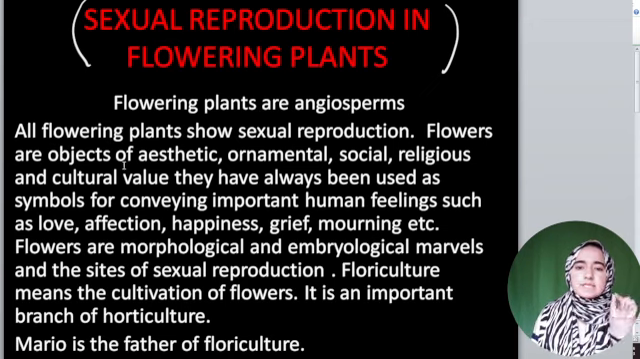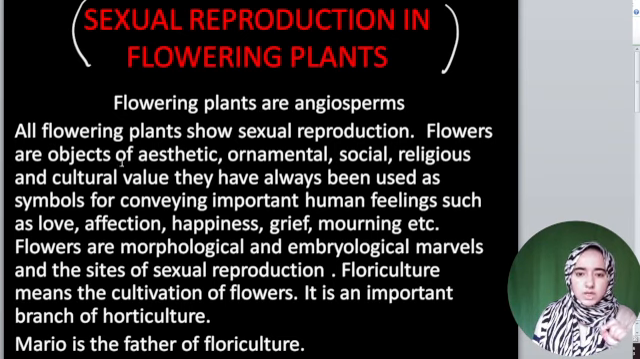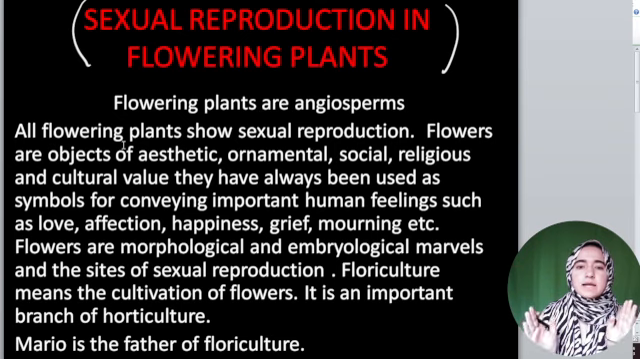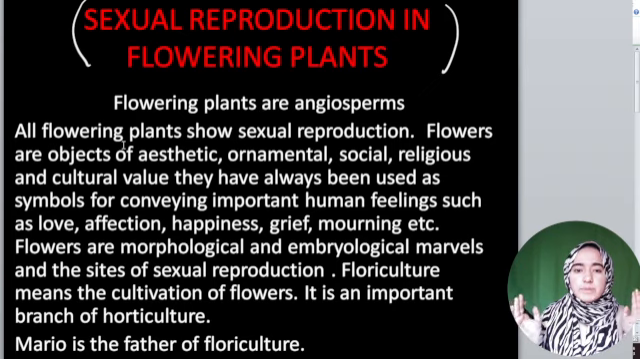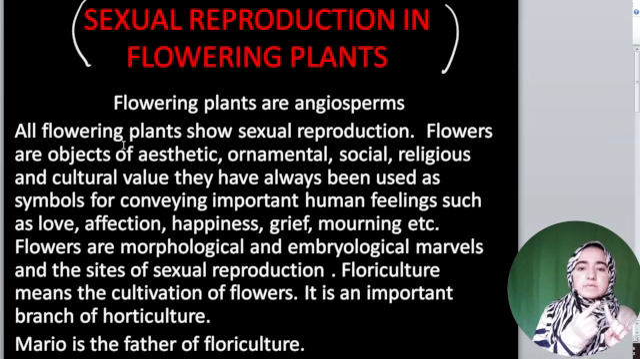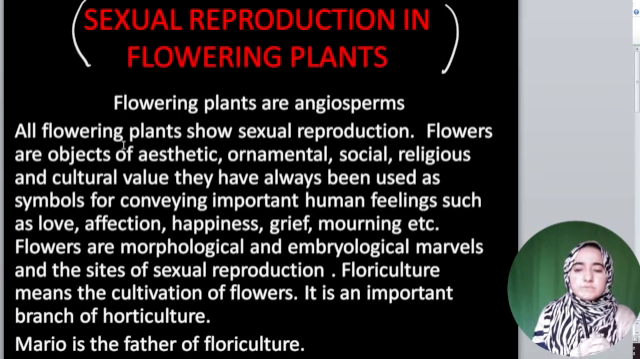And please remember, flowering plants are angiosperms. That's why they show sexual reproduction. Moreover, flowers are used for ornamental and aesthetic purposes, in order to make our surroundings look attractive. They are also very important to express human feelings, like grief, love, and affection towards someone.